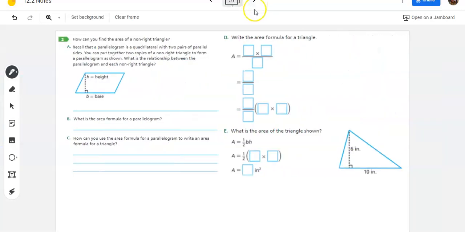Okay, let's go ahead and look at number 2 on page 387. Now we're looking at this parallelogram. How can you find the area of a non-right triangle? A parallelogram and a rectangle are very similar. And so they're showing you that if you cut this part of the triangle off and move it over here, you'll get a rectangle, and then you can just cut it in half.